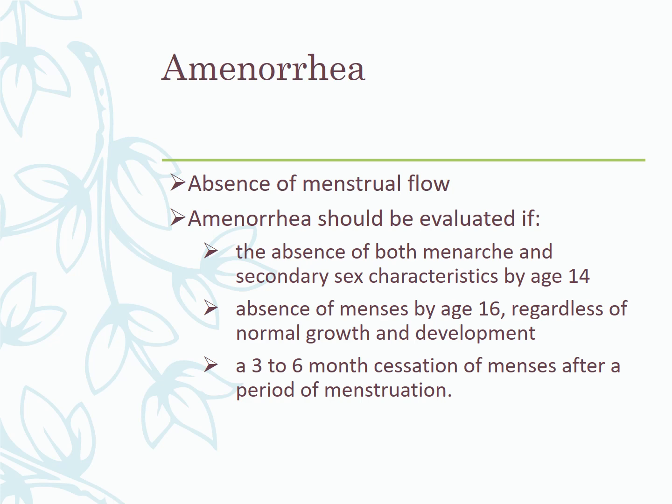The absence of menstrual flow, there are two types. There's a primary and a secondary. Primary would be absence of menses by the age of 16, and that's regardless of the normal growth and development. Secondary is when there is 3 to 6 months cessation of menses after they've been menstruating. The most common cause would be pregnancy, but if not pregnancy, we have to find out what's going on, do those good health assessments, ask those good questions, what their history is, their eating, their exercise, all of these different types of things that we just talked about, we need to be assessing for these women.